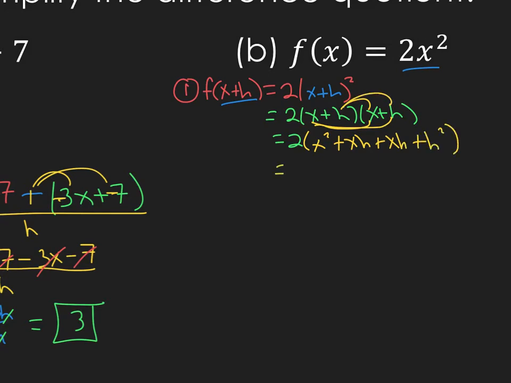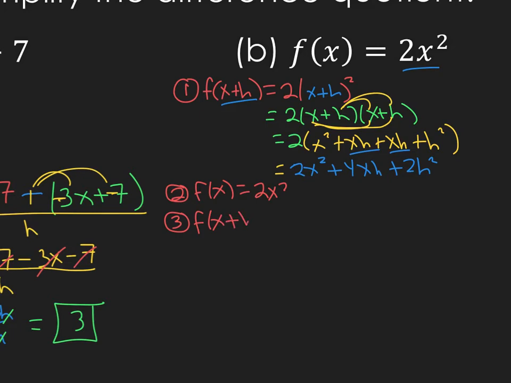And then we distribute the 2 through. So 2x squared, when we put these together, that's 2xh times 2 is 4xh, plus 2h squared. Good. Now, the second step is to recopy your f of x. And remember, we found that to be 2x squared. And the third step is to actually do the difference quotient. f of x plus h minus f of x all over h.